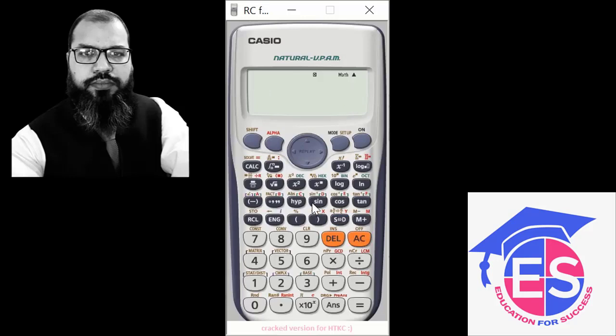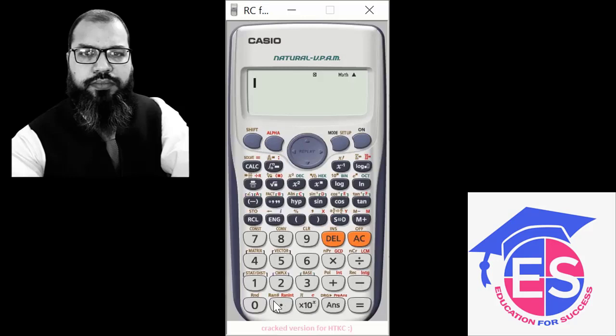And these are for the log functions. We don't use this. This is for decimal to standard, standard to decimal. And these are the brackets. These are the general functions which we want to use here.